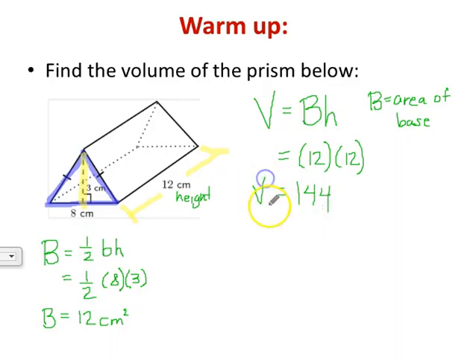If I left my answer for volume as 144, would I get full credit? No, we need units of measurement. Since we're dealing with volume, our units are going to be cubed. And that's it. We found the volume. Base times height. Taking a look at what shape makes up the base, it was a triangle, so we used the area formula for triangles, 1/2 base times height, plugged in the information, and got our volume.